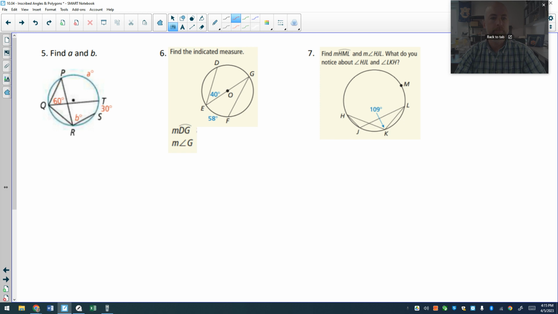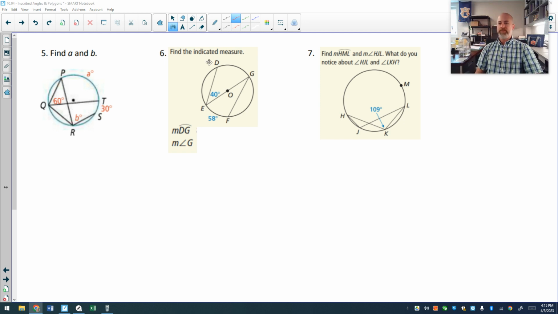Moving on. Okay, looking at number 5, solving for A and B. So first thing I notice is that A is the arc intercepted by this 60-degree angle. Therefore, A is going to be twice that 60-degree angle, and A is going to be 120. And B, I'm kind of working the long way around the world. I could have done this a couple of different ways. But if I know that A is 120, oh, never mind.